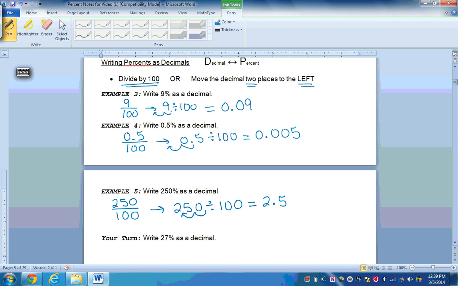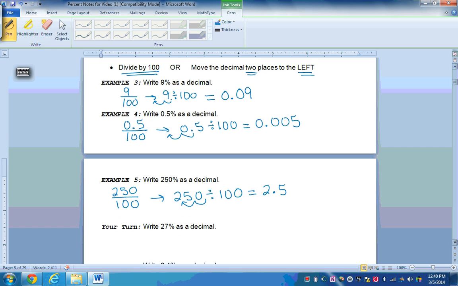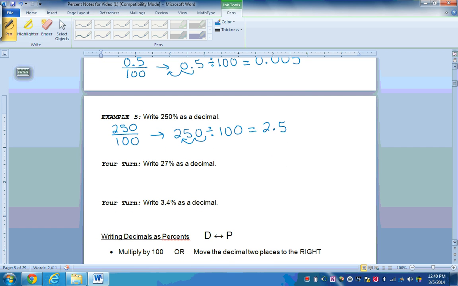When we had percents up in examples 3 and 4 that were less than 100%, we ended up with decimals that were less than 1. When we have a percent like example 5 that's over 100%, we end up with a decimal that's bigger than 1. And that's because 100% is equal to 1 whole. So for more than 100%, we're going to get an answer that's more than 1 whole. I'm going to ask you to pause it again and try these next 2 questions.